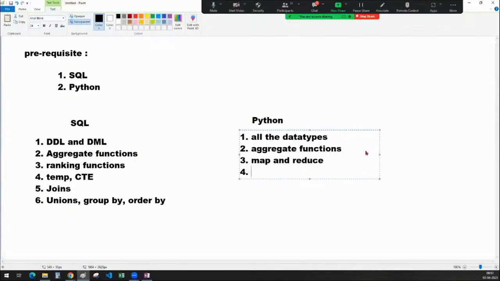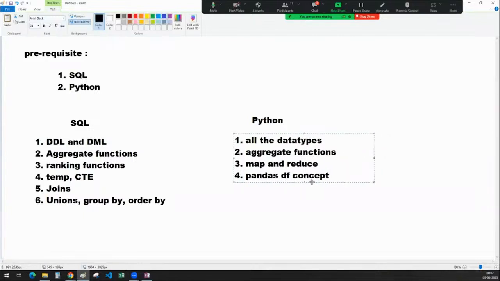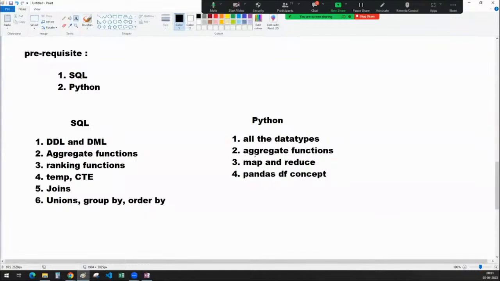And if you still get time, just focus on the pandas framework. In pandas, look at the data frame concept, how to create a data frame. That's it. If you are just focusing on these things, that is enough, I believe. All the data types, aggregate functions, map and reduce, pandas, data frame concept, if you get to it. But the minimum basic thing I would expect is all the data types and their differences.